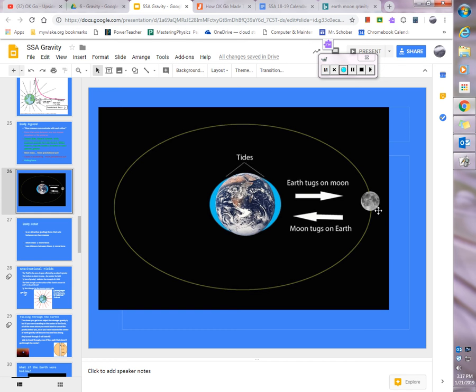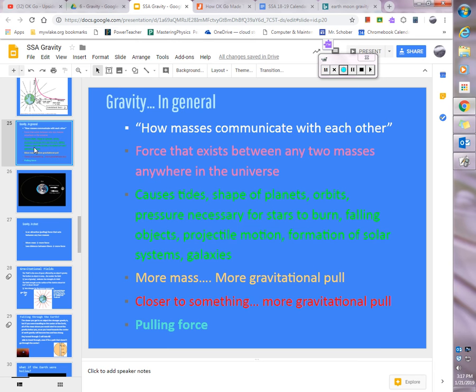So you might say, well, why doesn't the Earth orbit around the moon then? Because the Earth has more mass. Even though they're both getting the same amount of force, the same pull, the moon being smaller is going to be more affected by that pull. So that's an important idea to remember as well.